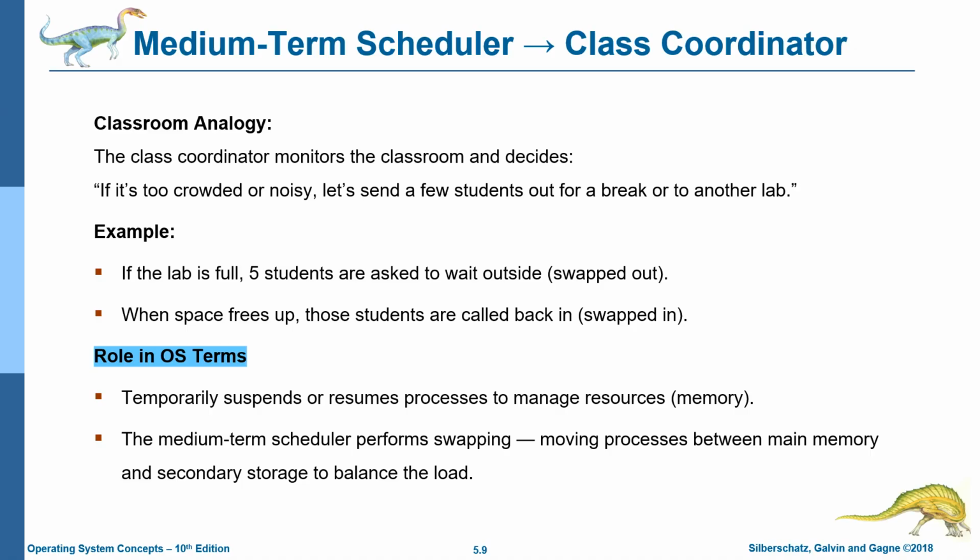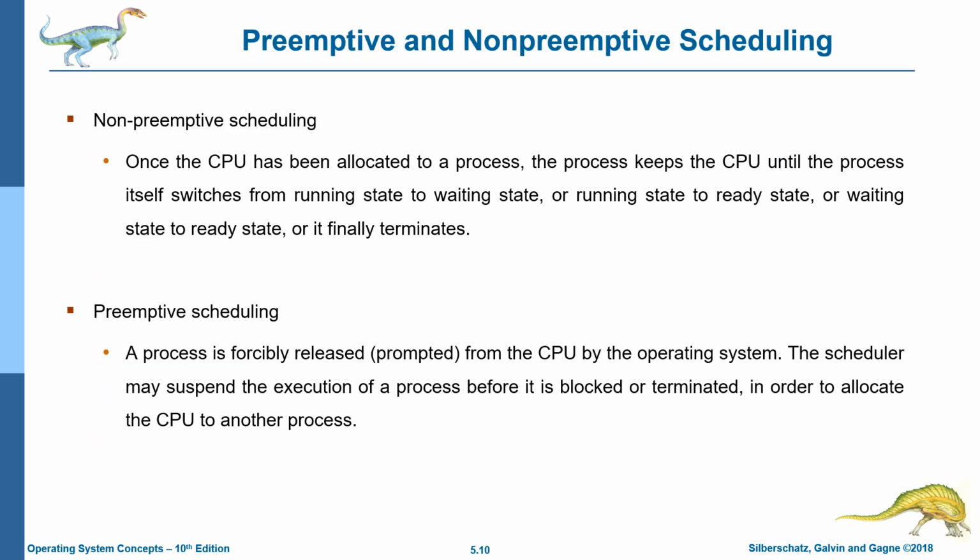So basically, the medium term scheduler performs swapping, moving processes between the main memory and the secondary storage to balance the load. So we have multiple processes, and the operating system can't manage all the processes at the same time. So some of the processes will be swapped out from the memory, and the other processes will be executed first. After that, the swapped out processes will be swapped into the memory and they will be executed.